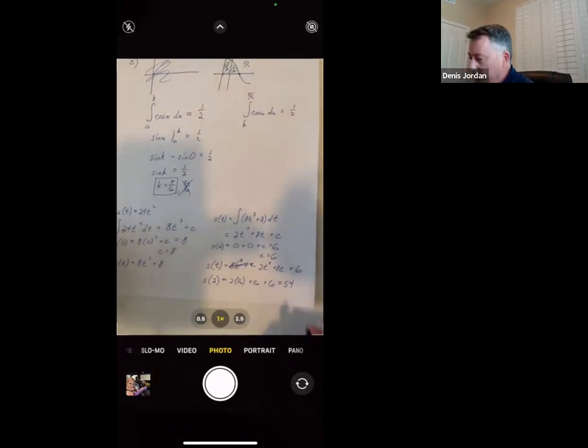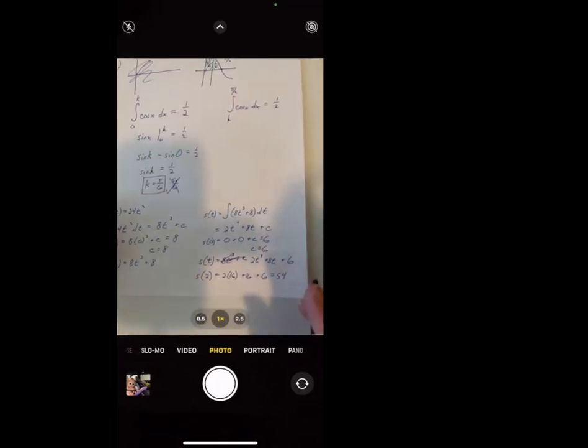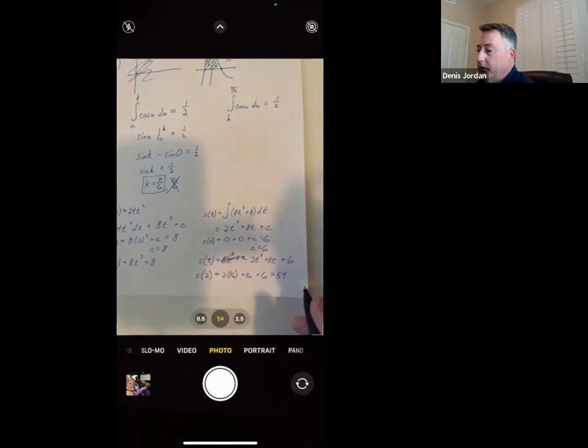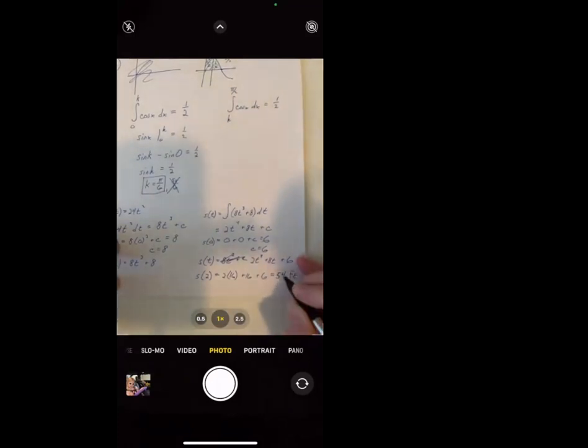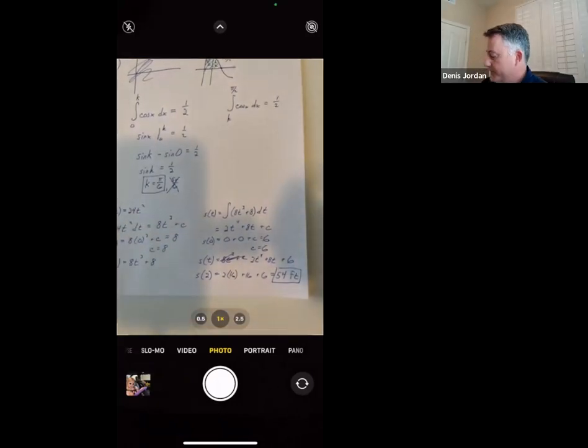So it's 54 what? Feet per second. Close. That would be a velocity. But if it's position, then there's no time unit. So it would just be feet. So velocity is always the length over time. Acceleration is always the length over time squared.